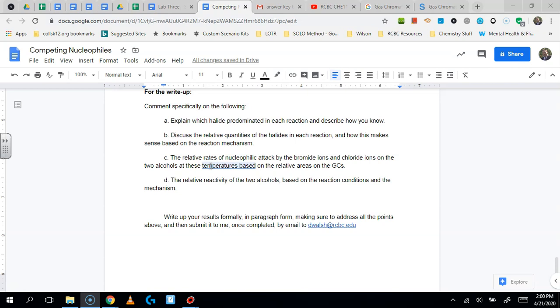So I expect this to be written up formally, meaning paragraph form, and it doesn't have to be several pages. It just has to be long enough to explain each of these parts. Once you get that done, please submit it to me by email. If you just want to write it as an email, that'd be fine. But you can write it as a Google Doc or as a Word file, whatever you want, and I'll be able to handle it and grade it from there.